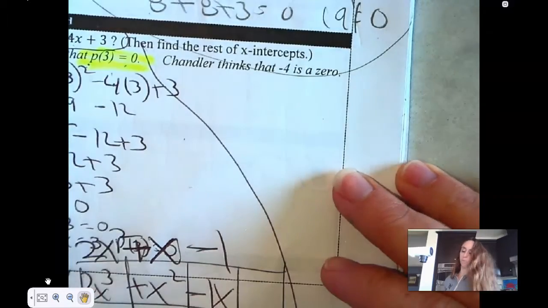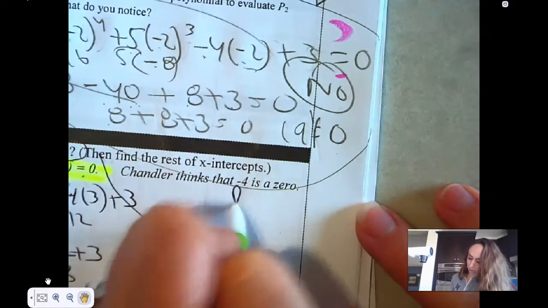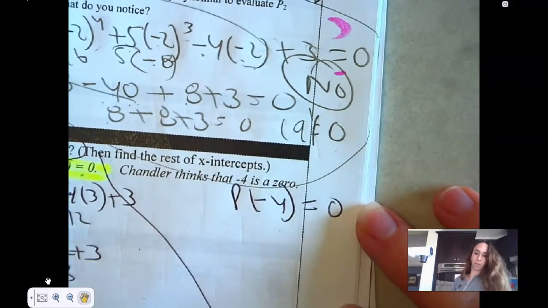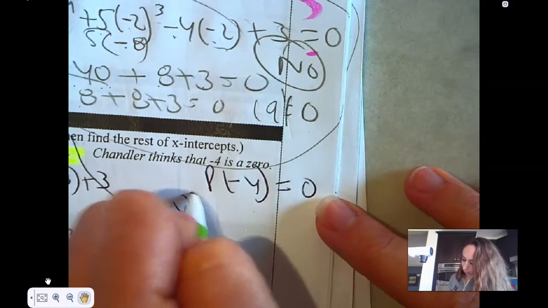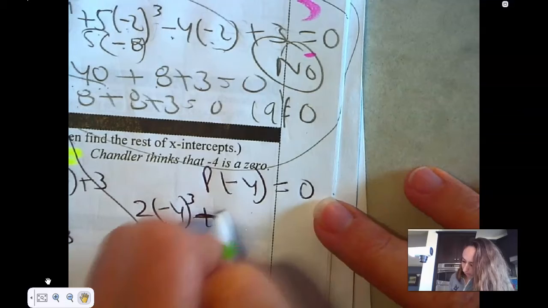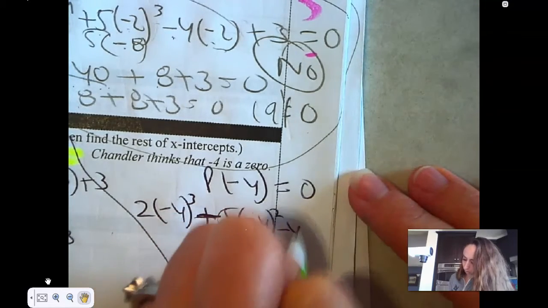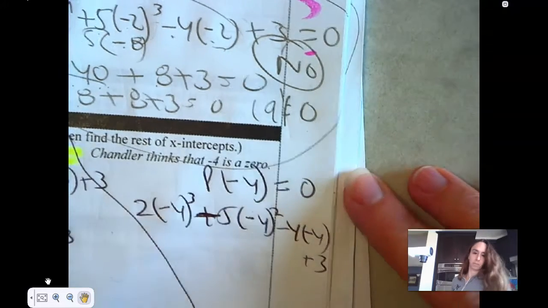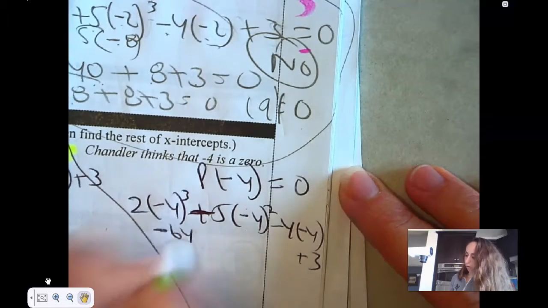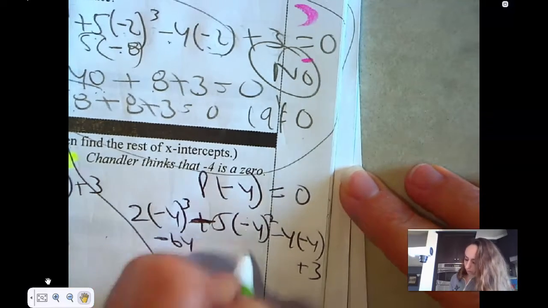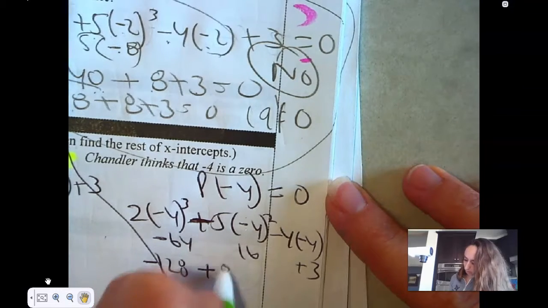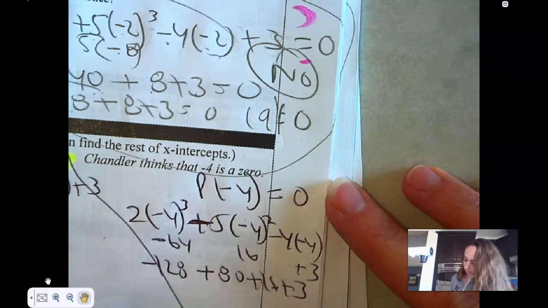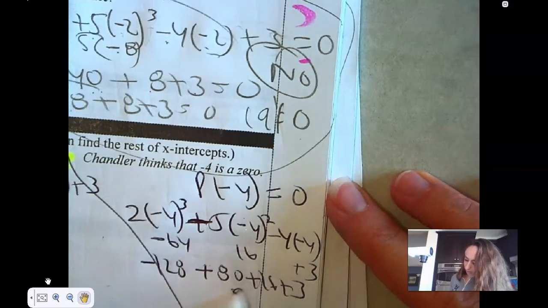Chandler thinks that negative 4 is a 0. So that means P sub negative 4 equals 0. So if I was doing synthetic substitution, 2 times negative 4 cubed minus 5 times negative 4 squared minus 4 times negative 4 plus 3. Negative 4 cubed is negative 64, negative 128. That's 16. 80, I think, plus 16 plus 3. Let's see, 96, 97. So it is not a 0.